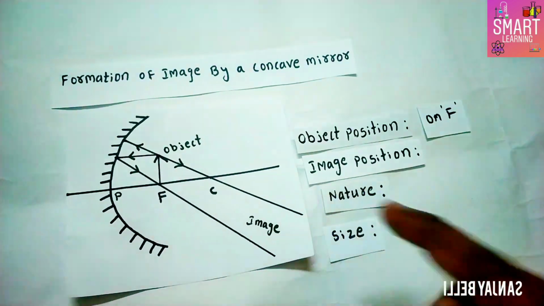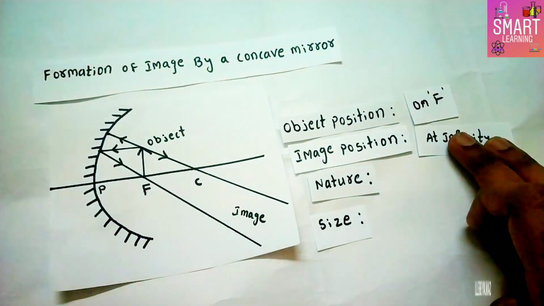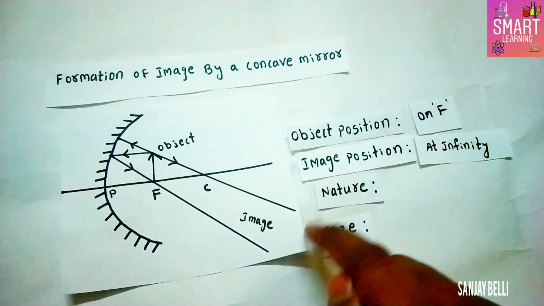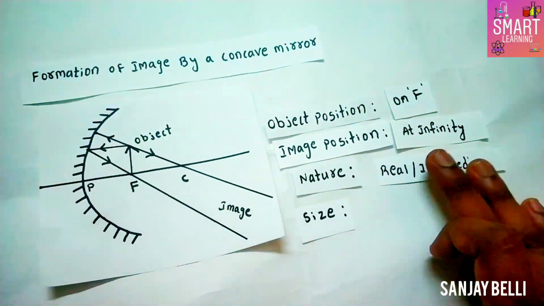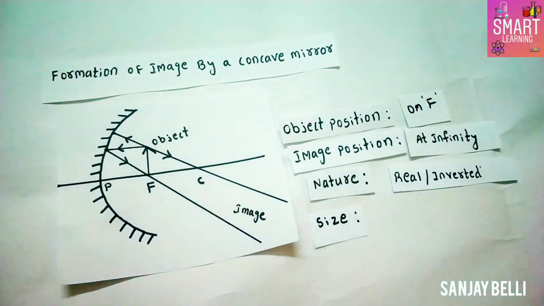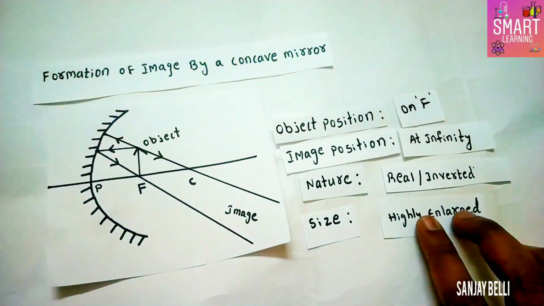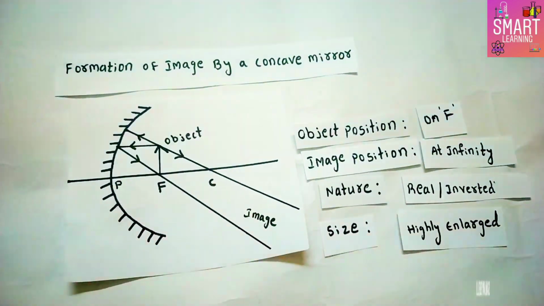Where is the image obtained? An image is obtained at infinity. What about its nature? It's below the principal axis, so it is real and inverted. What about its size? The size will be highly enlarged.